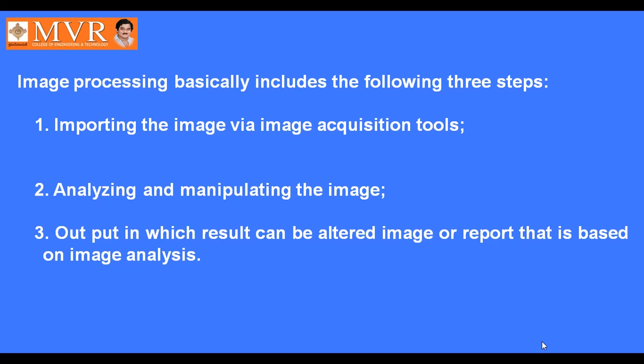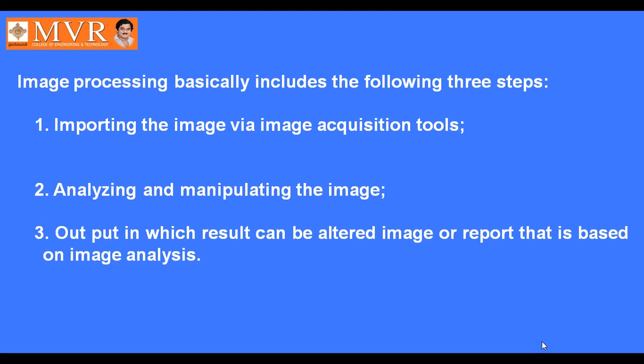Image processing basically includes the following 3 steps. So how do we do the image processing? First, in the processing station we get raw data. You take the raw data from the processing station, and then you do importing. Second, after completion of the importing process, you go to manipulation and analysis of the image. Third, output: we get the results as output.